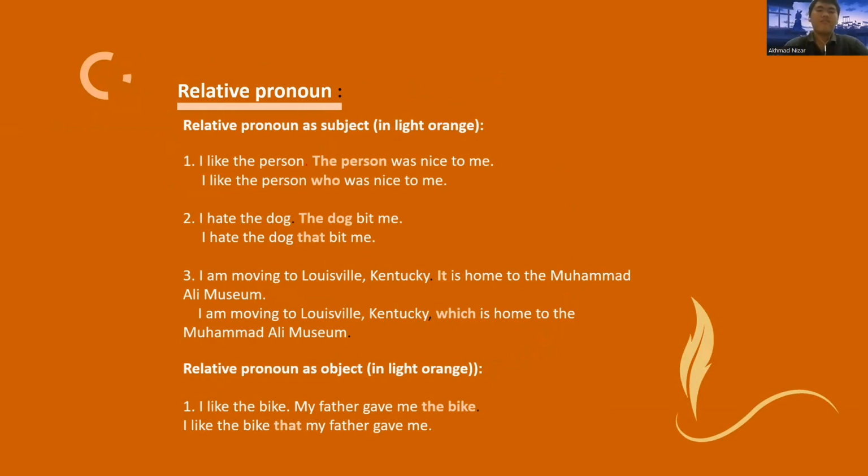Relative pronoun as subject. The first one: I like the person. The person was nice to me. I like the person who was nice to me. I hate the dog. The dog bit me. I hate the dog that bit me. I am moving to Louisville, Kentucky. It is home to the Muhammad Ali Museum. I am moving to Louisville, Kentucky, which is home to the Muhammad Ali Museum.